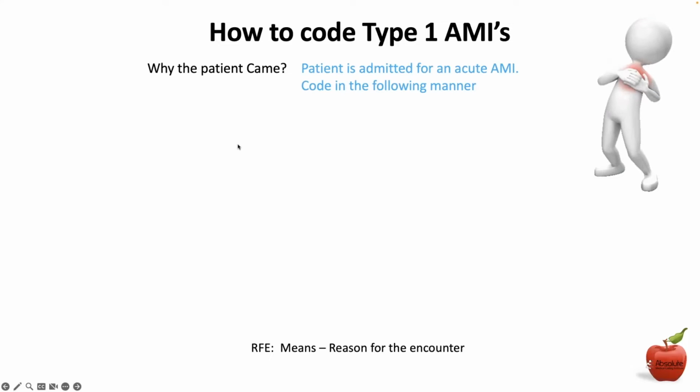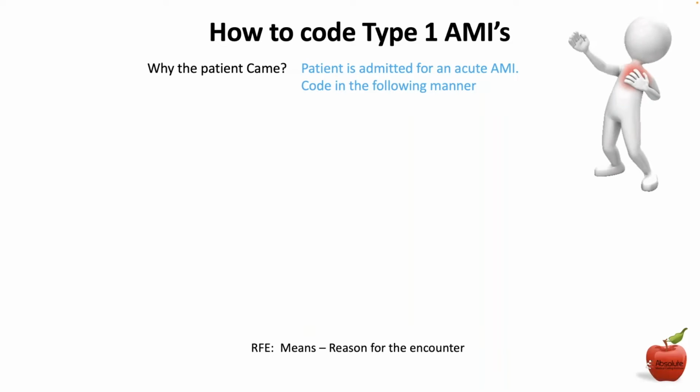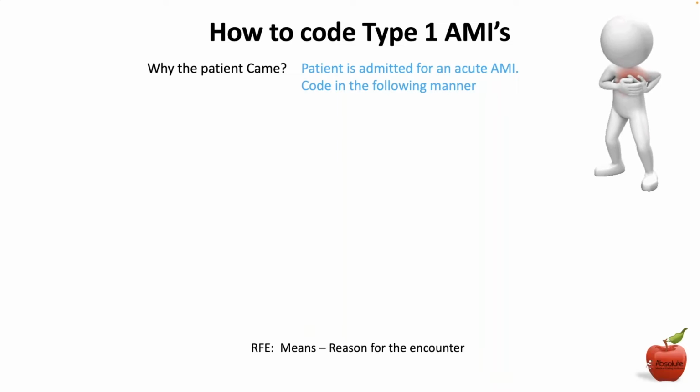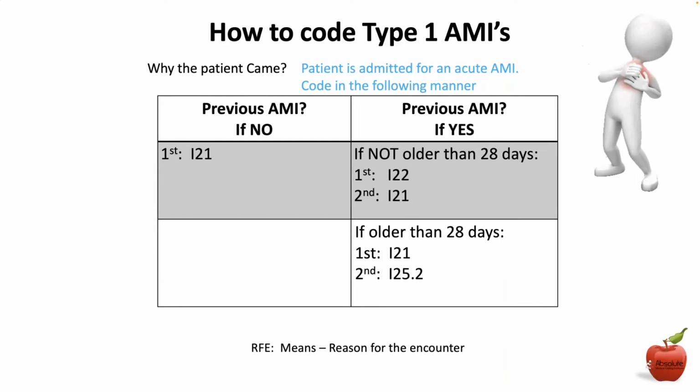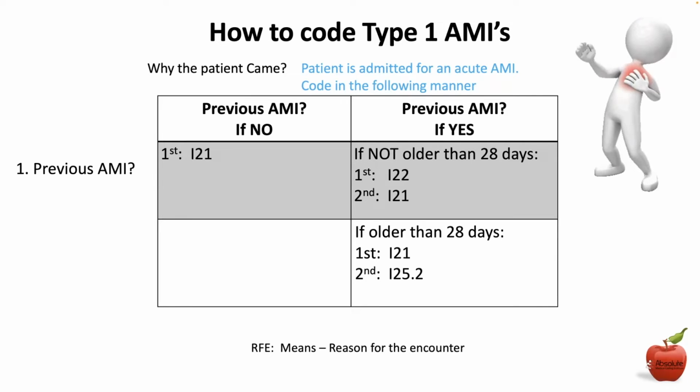We have a patient admitted for an acute myocardial infarction. The patient came through the door because he's having chest pain, and they've determined that this patient has an acute myocardial infarction. As a coder, you need to know: did this patient ever have a heart attack before? If no, you're just going to code out I21.1. Unless they have other conditions not related to that infarction, you'll code them too. Let's say he broke his foot. You're going to code the broken foot too.